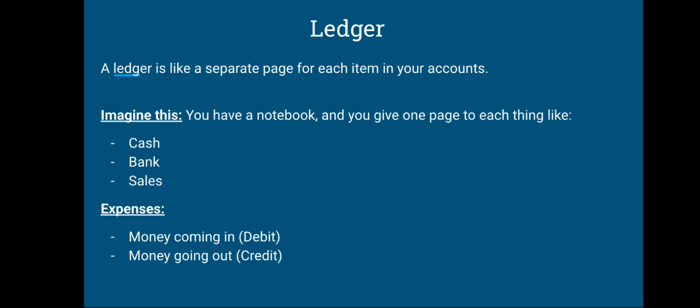So before understanding ledger and trial balance, remember one thing. In accounting, the process goes like first transactions, then prepare journal, then prepare ledger, then trial balance, and then financial statements. So today we are covering the next two important steps after journal. First one is ledger. Okay, so what is ledger?